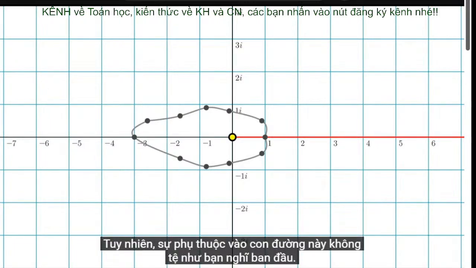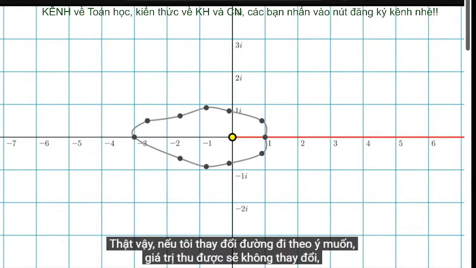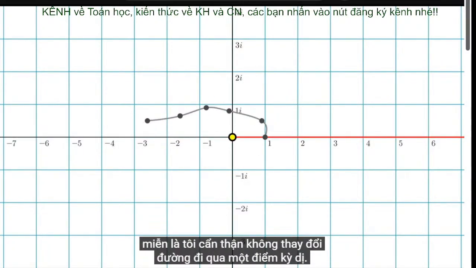This path dependence, however, is not as bad as it may first seem. Indeed, if I wiggle the path however I like, the resulting value will not change as long as I'm careful not to wiggle the path across a singularity.